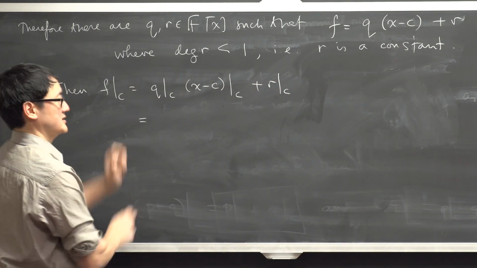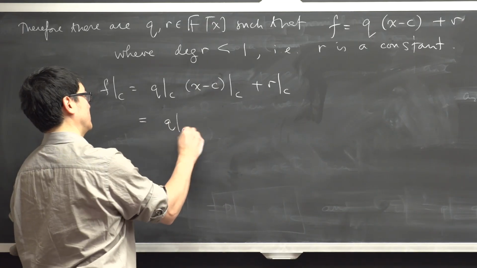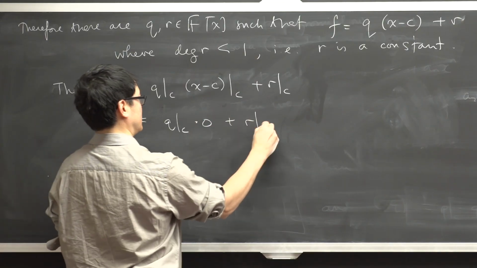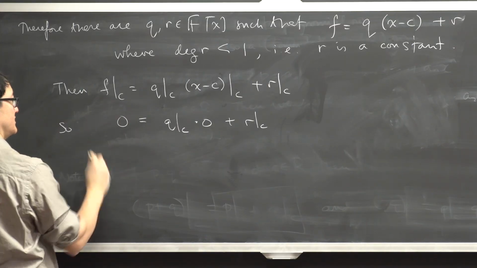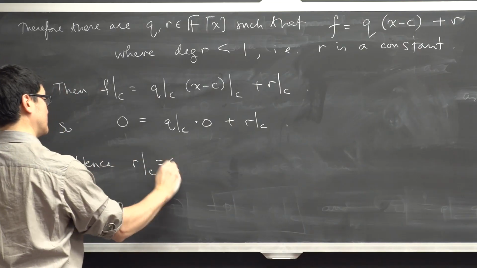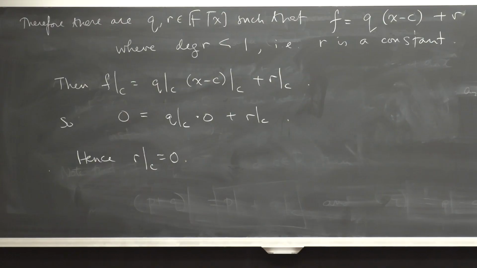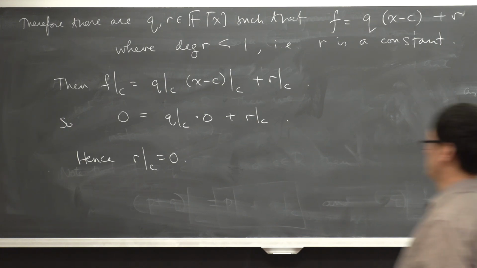Okay, so what is q slash c? We don't know. What is x minus c slash c? That's 0. And r slash c, we don't know. And then what's f slash c? 0. Hence, what do we know? r slash c is equal to 0. But remember, r is a constant. So when you have a constant and you stick in c, what do you get? You get the constant. So that means that r itself has to be 0.